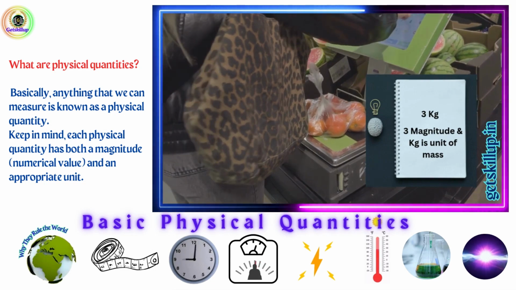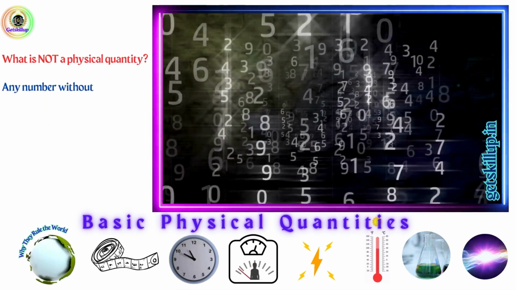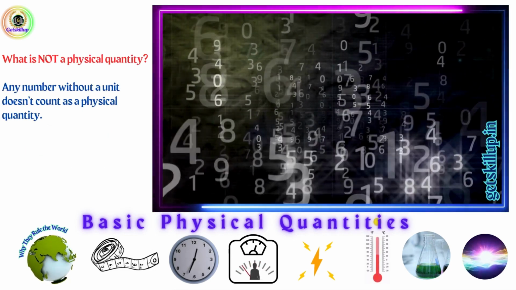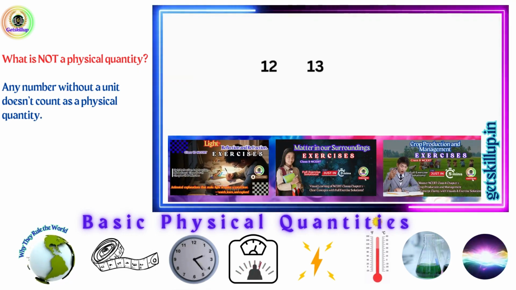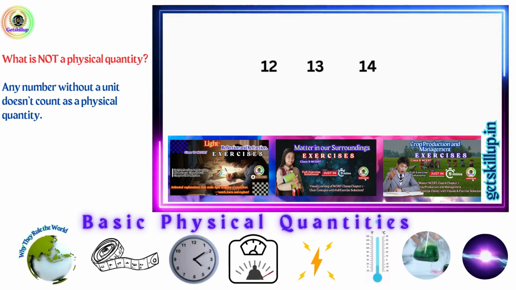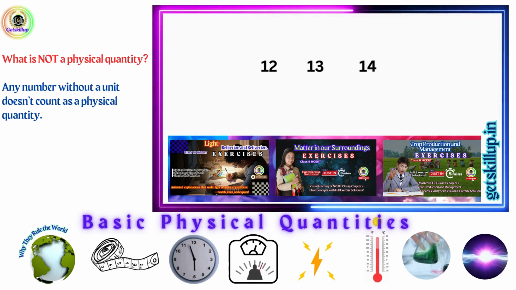Here's a bonus. What is not a physical quantity? Any number without a unit does not count as a physical quantity. For instance, take numbers like 12, 13, 14. They are just values with no units, so they don't qualify.